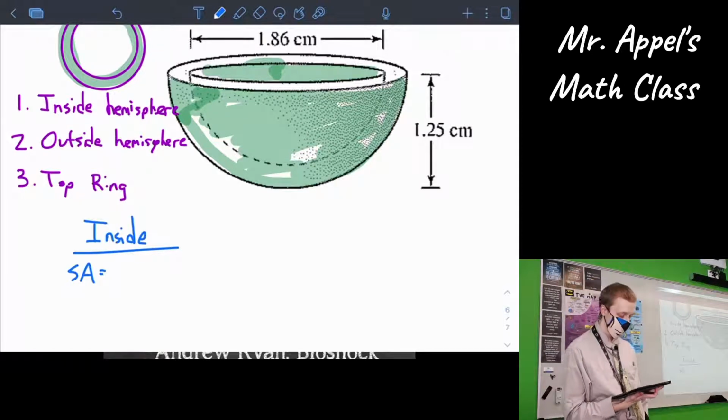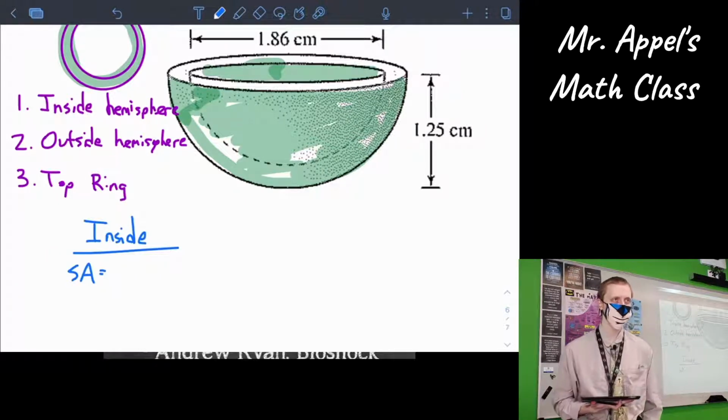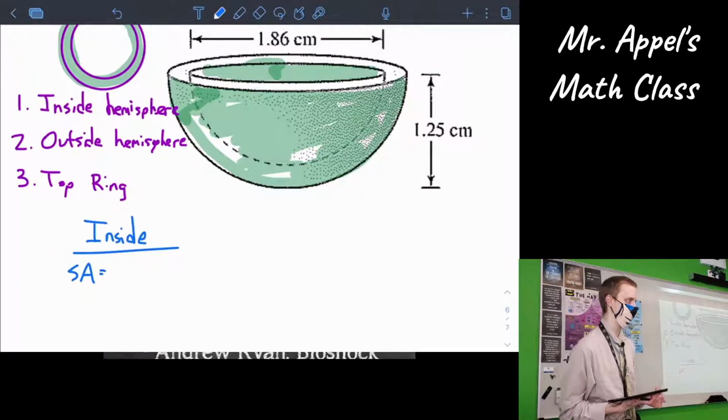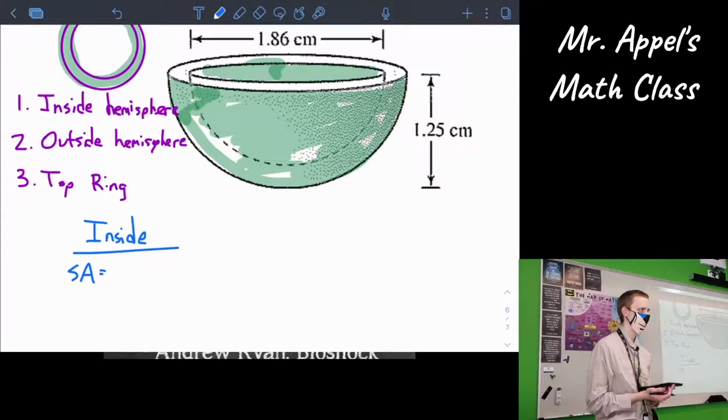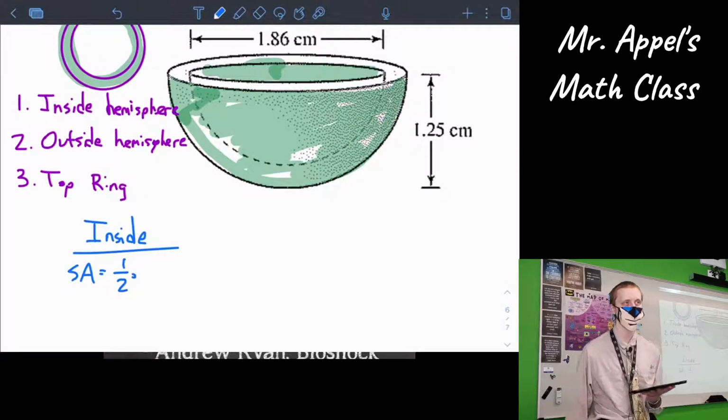That is a hemisphere, which is just a fancy word for half of. So we don't need a fancy formula for a hemisphere. We'll just take 1/2 times the formula for a sphere. What's the surface area of a sphere?